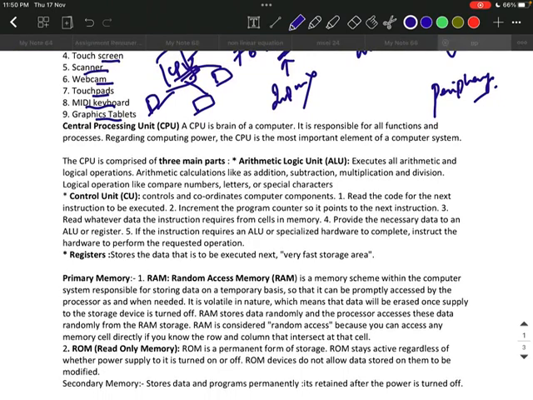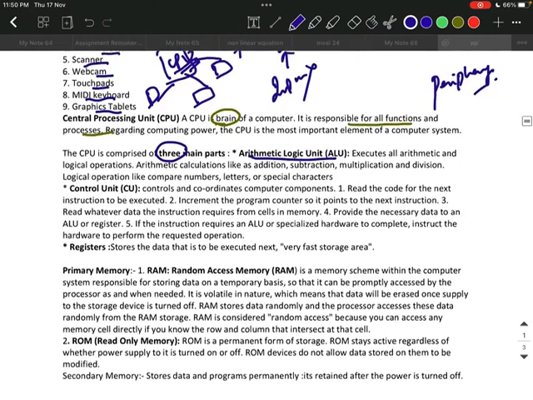Moving further to the components of CPU, as you people are aware now, what is a CPU? CPU is the main brain of the computer and it is responsible for doing all the functions and processes, right? So it basically consists of three main components. One is ALU, arithmetical and logical unit. It is going to execute all the arithmetic and logical operations.